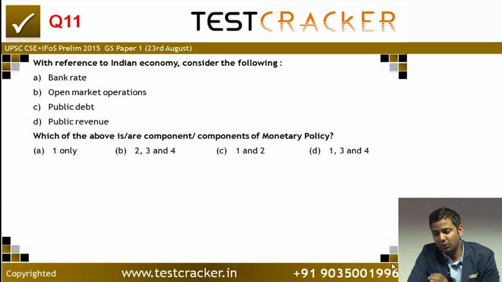Now, look at the options. Even if you are not sure about 3 and 4, although if you are even modestly good in economics, you would be sure. If you are sure about 1 and 2, just look at the options. There is only one option which gives 1 and 2 together, which is option C. That should be the answer. Right, so you can easily pick up the answer by elimination.